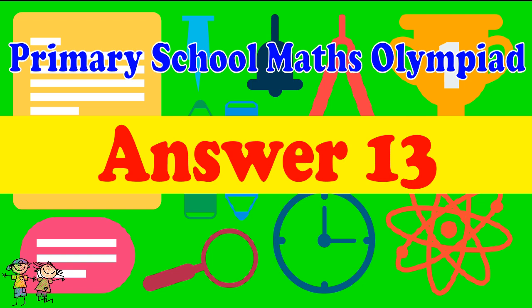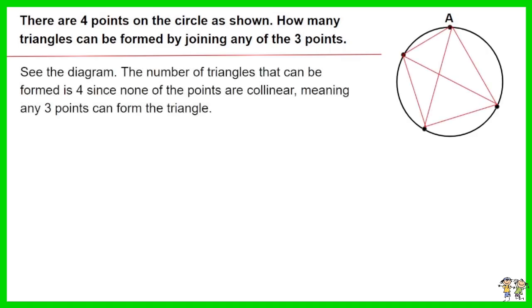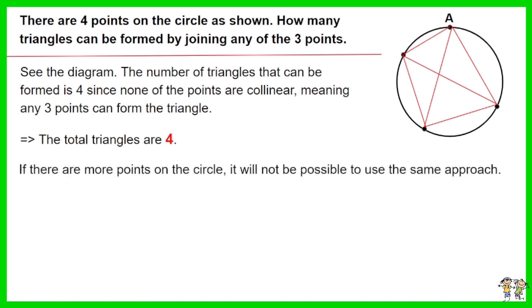Answer for question 13. See the diagram. The number of triangles that can be formed is 4, since none of the points are collinear, meaning any 3 points can form a triangle. Thus the answer is 4. If there are more points on the circle, it will not be possible to use the same approach.